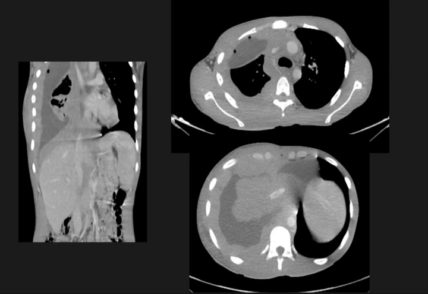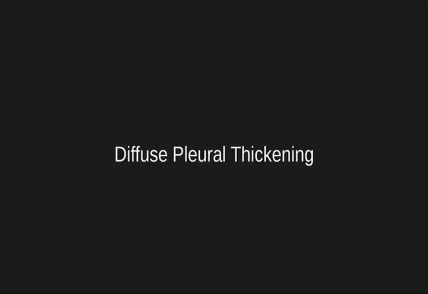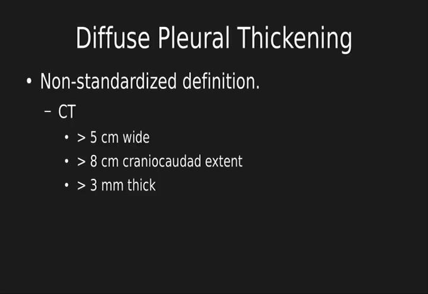Well, we are going to talk about some differentials of diffuse pleural thickening. How can we know this is a pleural thickening? Well, this is a non-standardized definition. In CT, we say we have a pleural thickening when it measures more than 5 centimeters wide or 8 centimeters in the craniocaudal extent.